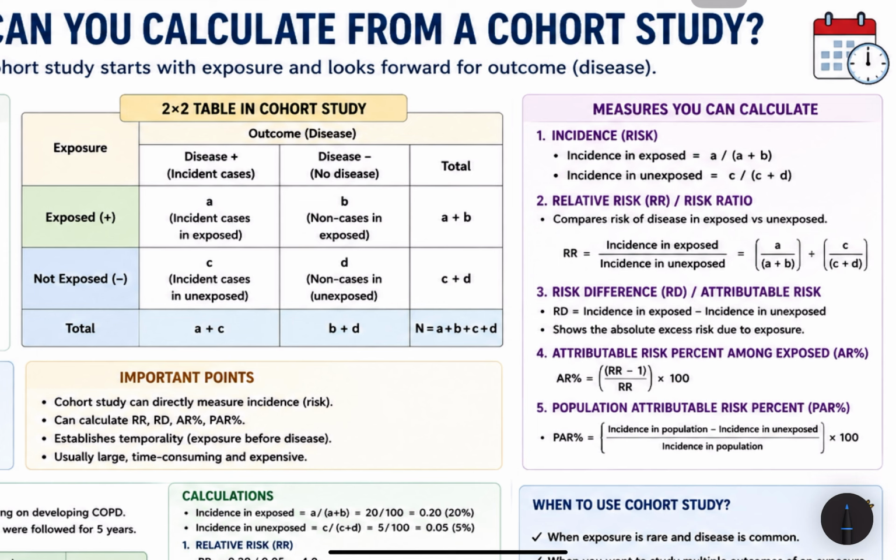Now let's talk about the relative risk ratio. For this, we divide incidence in exposed by incidence in unexposed. What do we get through this? We compare the risk of disease in exposed versus unexposed. The third thing we can calculate is the risk difference, or attributable risk, which is incidence in exposed minus incidence in unexposed. It shows the absolute, exact risk due to exposure, which we can identify through a cohort study.